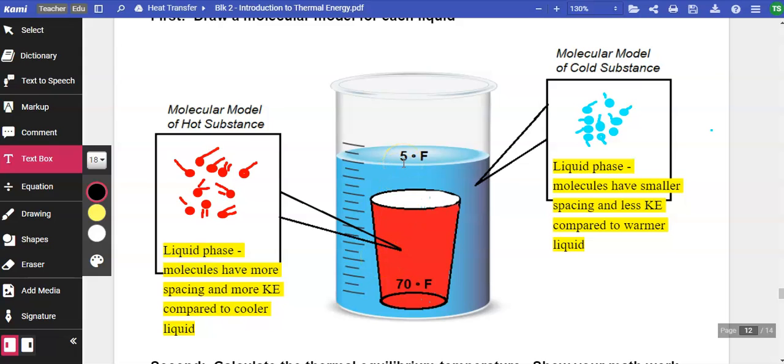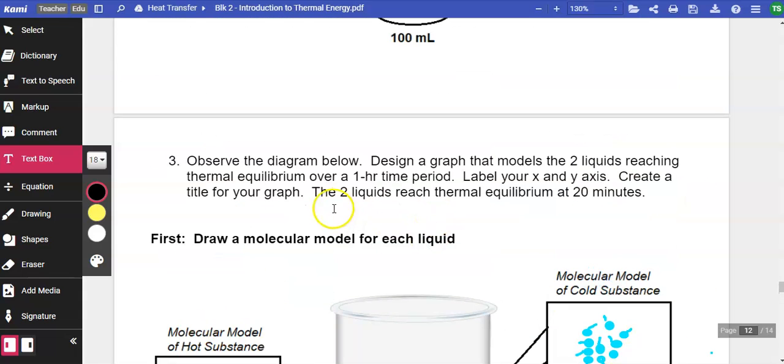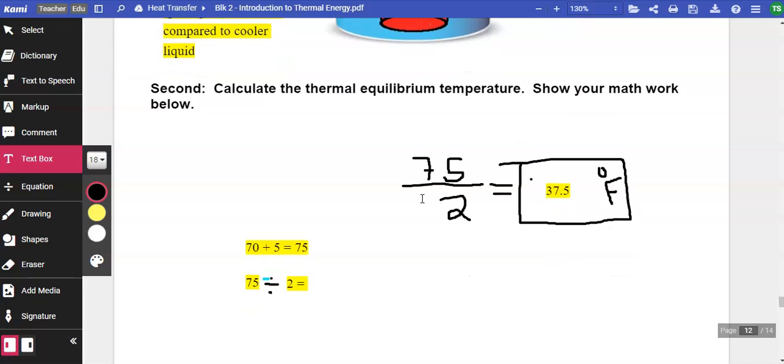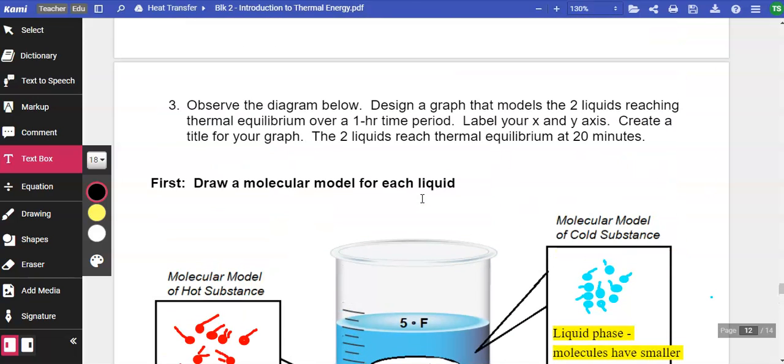The cooler blue liquid warmed up to 37.5. The warmer red liquid cooled down to 37.5. And again, that took 20 minutes for that to happen. So what we need to decide at this point is what type of graph is best. So if we are watching how the temperature of the blue water, I said water, but the blue liquid, because we don't know what it is.